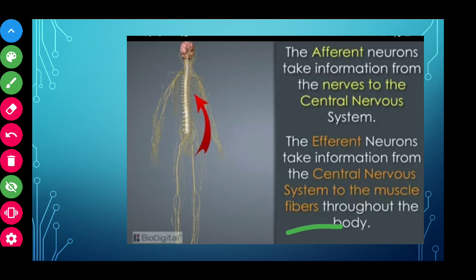Same like afferent nerves in the spinal cord, the afferent neurons take the information from the nerves to the central nervous system, and the efferent neurons take the information from the central nervous system to the muscle fibers throughout the body.